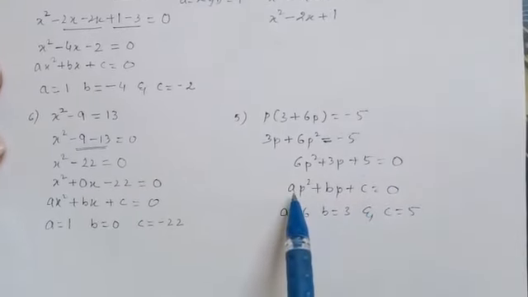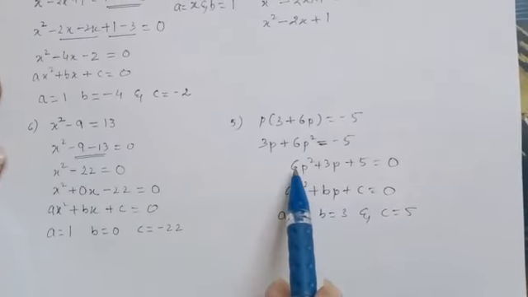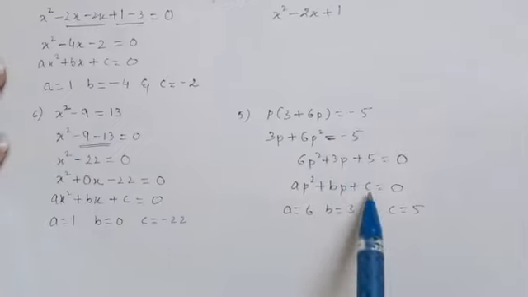And now if we compare this with ap square plus bp plus c is equal to 0, now we see that a is equal to 6, b is equal to 3 and c is equal to 5.